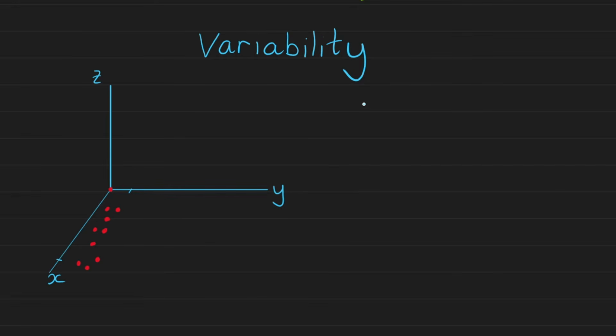Let's summarize that. In the X direction, we have significant changes. In the Y direction, we have maybe small changes. And in the Z direction, we have no changes.